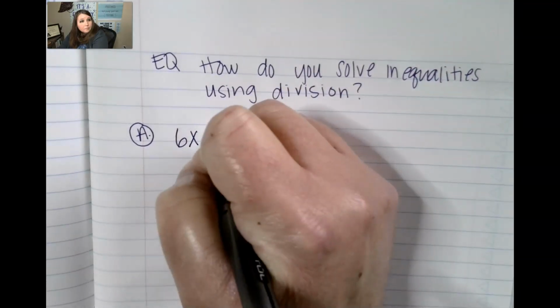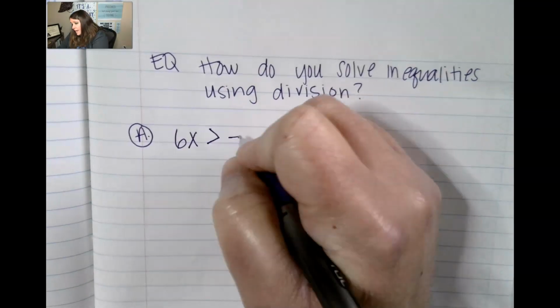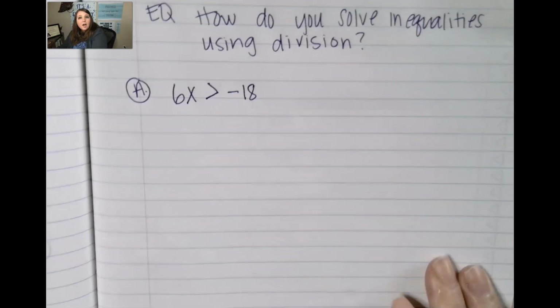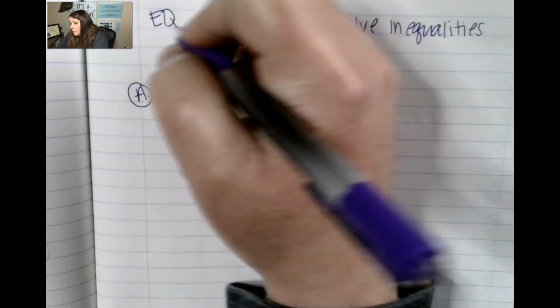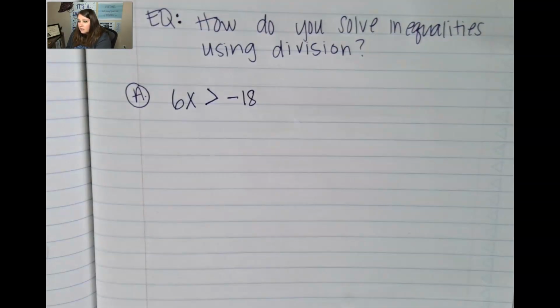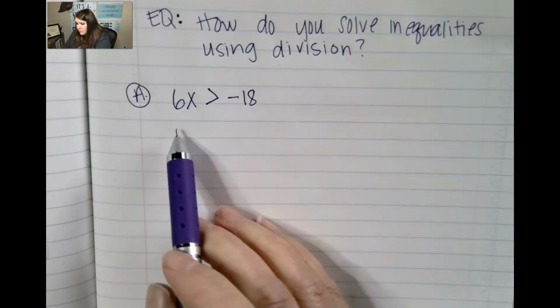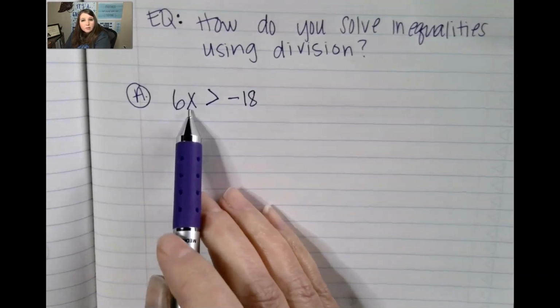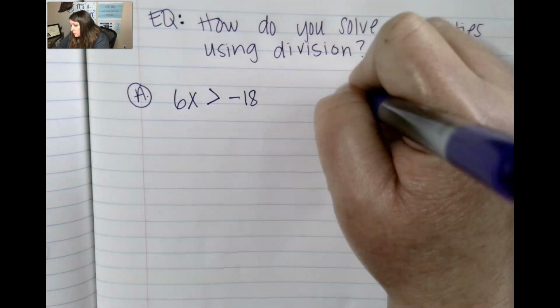6x is greater than negative 18. Okay, our job is to solve this inequality by isolating the variable. So how do we isolate the variable? We're going to use the opposite operation. When you have a number stuck to a letter, it is multiplying.